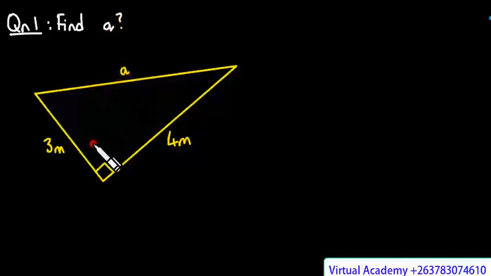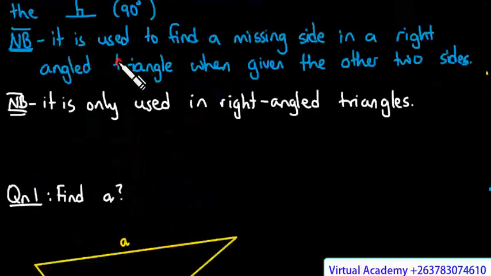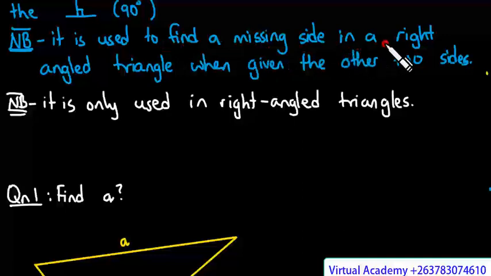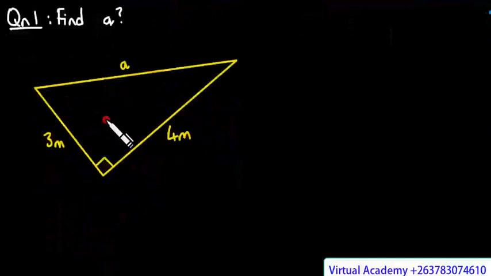So we can note that we are given two sides of a right angle triangle. We are given this side and also given this side, and we need to find what? The third side. Like on this NB I've said, it is used to find a missing side in a right angle triangle when given the other two sides. So that's the condition that we have here. As you can see, we are given two sides of a right angle triangle and need to find a what? A missing side.